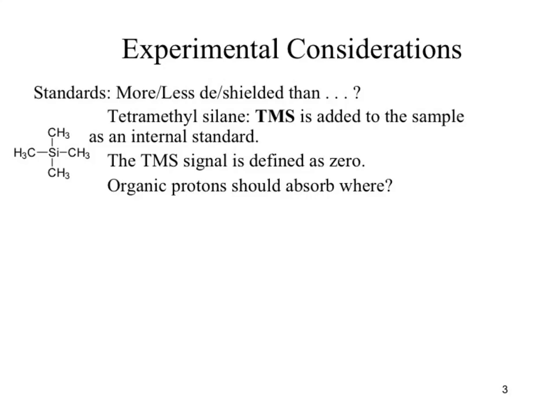And then our organic protons, all of the extra hydrogens within our sample, will absorb somewhere to the left of TMS in our spectrum. That's because for some reason we decided to do an inversion in our chemical shift scale. So what we're looking at is that 0 to 14 range for HNMR. That's known as downfield of our TMS.